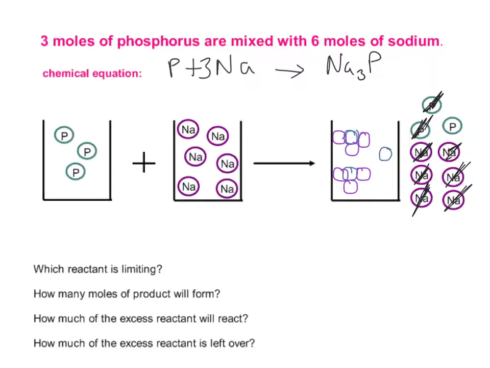So what is my limiting reactant in this case? Looks like the one that ran out first is my sodium. So again, even though I have 6 sodiums and only 3 phosphoruses, the sodium still ran out first, so that would be my limiting reactant. Okay, how many moles of product will form? So let's look here. I got 2 moles of the Na3P, so that's 2 moles of Na3P.